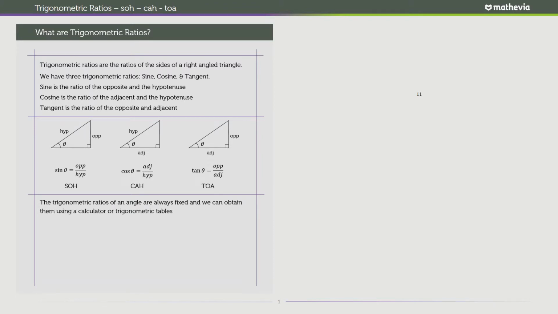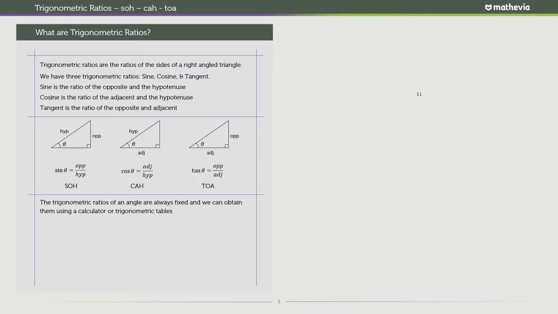Okay, now the trigonometric ratios of an angle are always fixed. So sine of a given angle is always a particular number. For example, the sine of 30 degrees is 0.5. And what that means is for every triangle that you have, if you have 30 degrees in that triangle, the opposite divided by the hypotenuse of that triangle would always be 0.5.